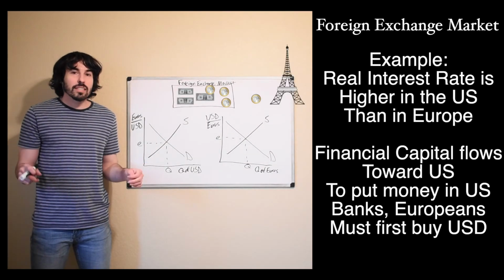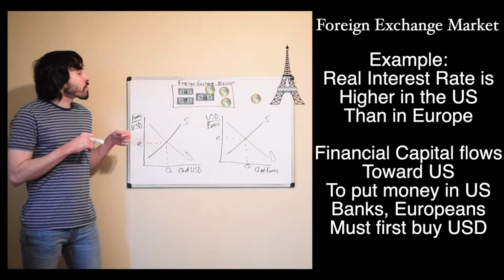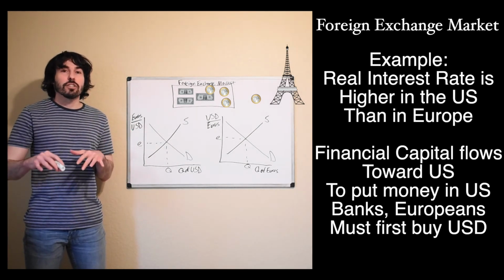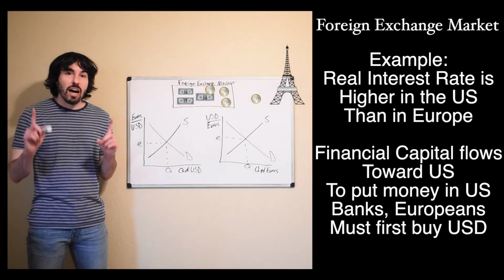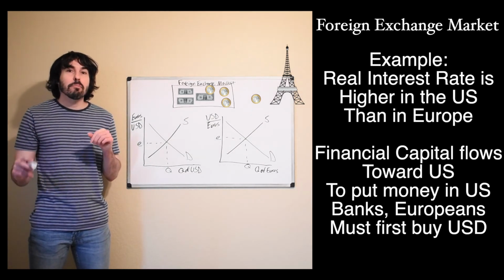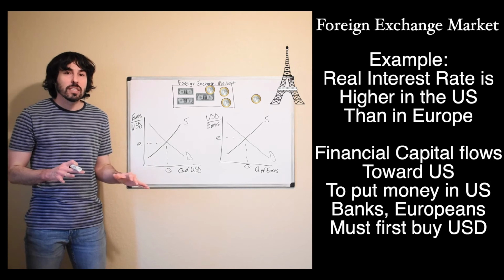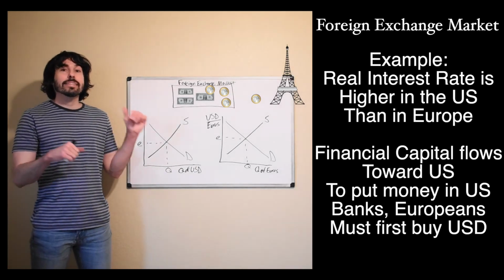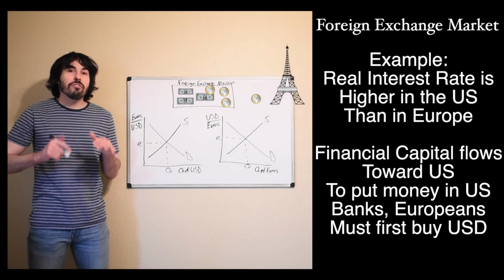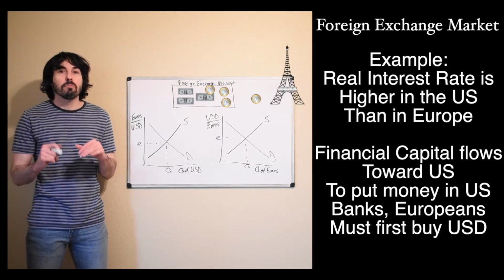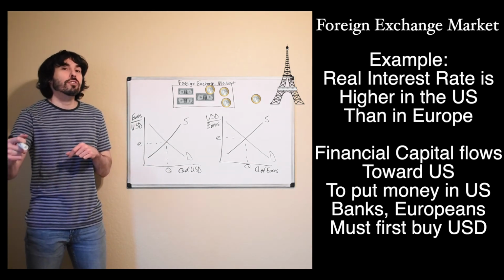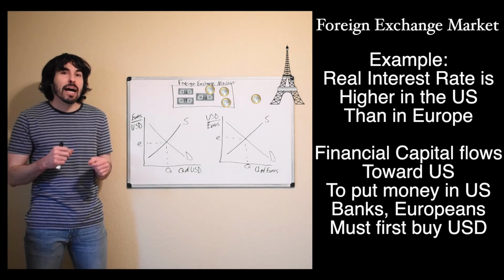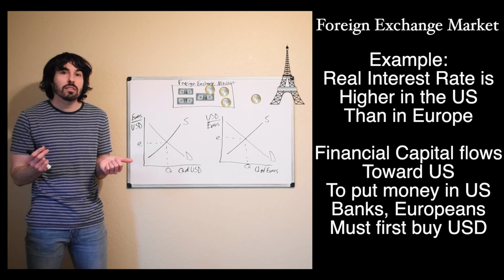All right, for this next example, we're going to say that the real interest rate has now become higher in the US than it is in the European Union. So there's a higher real interest rate in the United States compared to the real interest rate in the European Union. That's going to cause capital to flow into the US. Remember, if you're a financial investor, you would much rather let other people borrow your money in the country with the highest real interest rate, because then you get paid back the most money in interest payments.